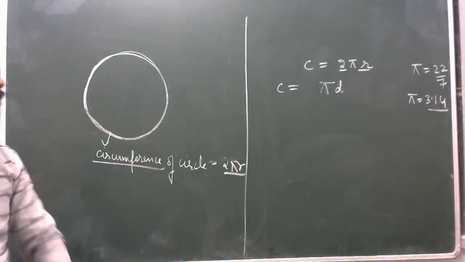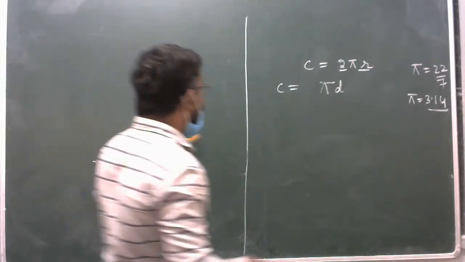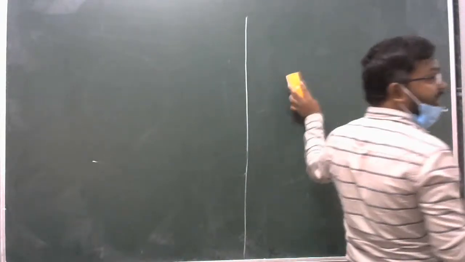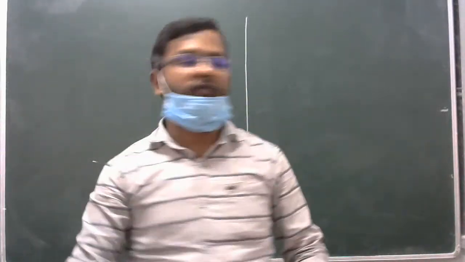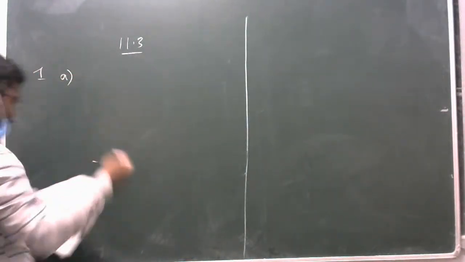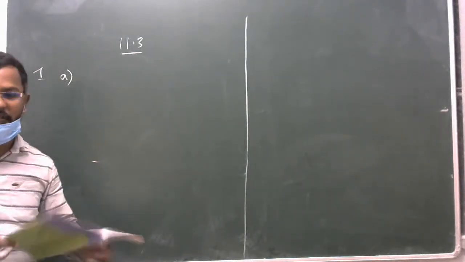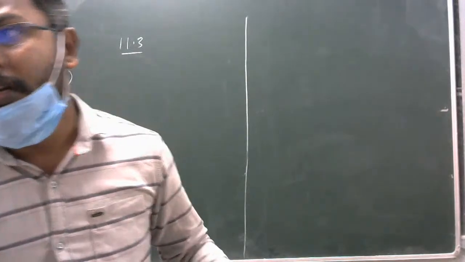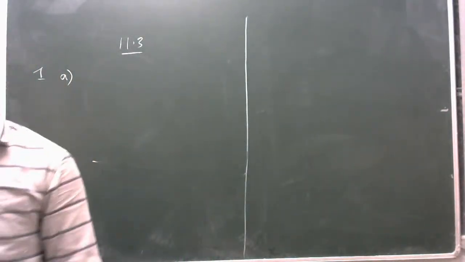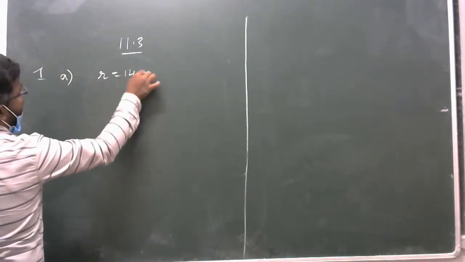Okay. So now let us go to exercise 11.3. Is it 11.3? Yes, 11.3. How many of you are on good? Okay, 11.3. So in exercise 11.3, question number 1a. Find the circumference of the circle with the following radius. So radius they are given, you have to find the circumference of the following circles. So first one, radius they are given, 14 centimeters.